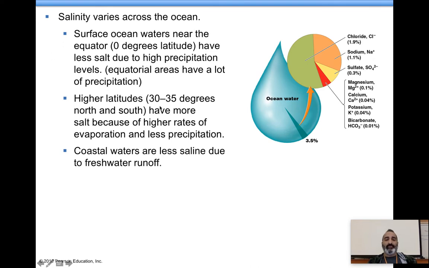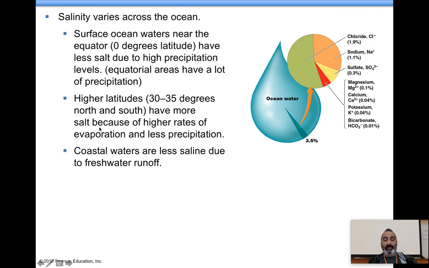30 degrees north is right around where we are in San Diego. So 30 degrees north or south is generally where you'll see deserts, drier areas, less rain. So in those areas, there's more evaporation and less precipitation. Think of San Diego. We don't get a lot of rain. We have generally dry weather most of the year.